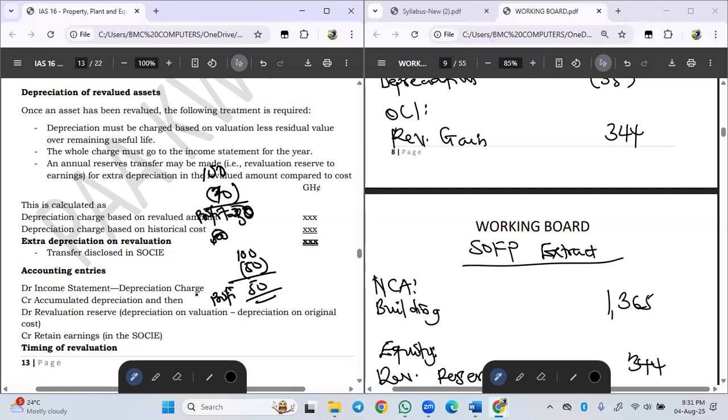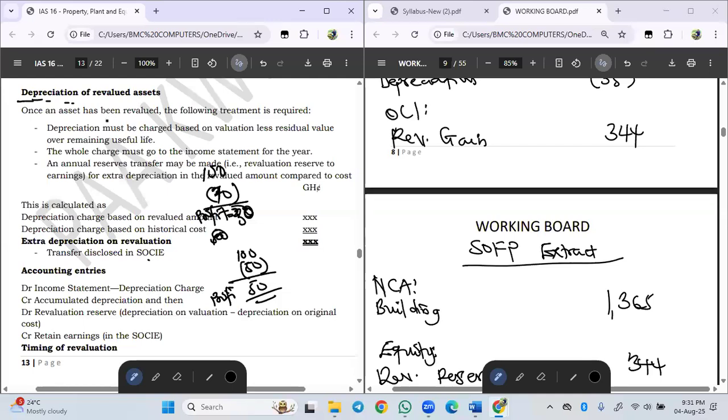So we will calculate something called extra depreciation on revaluation. Then we transfer it from the revaluation reserves to the statement of changes in equity. I'll send you the document to go through. When you get it, after reading through, just read from depreciation of revalued assets.